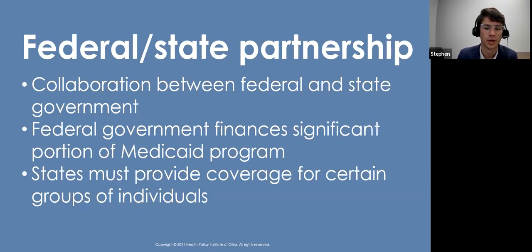The Medicaid program is, at its core, a partnership between the federal and state governments that pays for healthcare services. The federal government finances a significant portion of state Medicaid programs, and in turn, states are required to provide coverage for certain federally defined eligibility groups, which I'll discuss later in further detail.